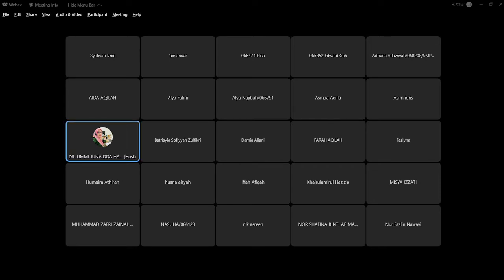Maknanya dia guna RM4.20 of their assets to cover their current liabilities. So, meaning that the company is stable and able to cover the current liability using the current asset. Okay, next.